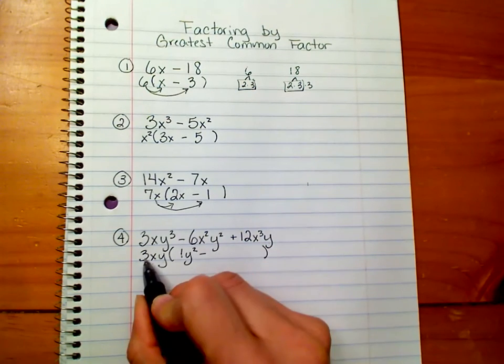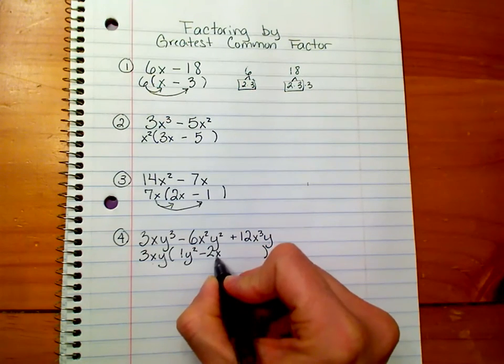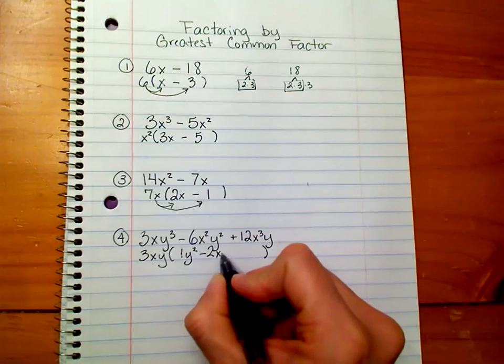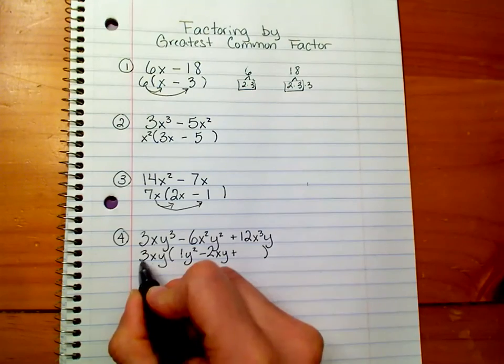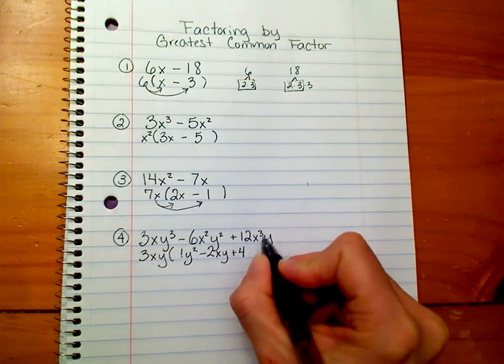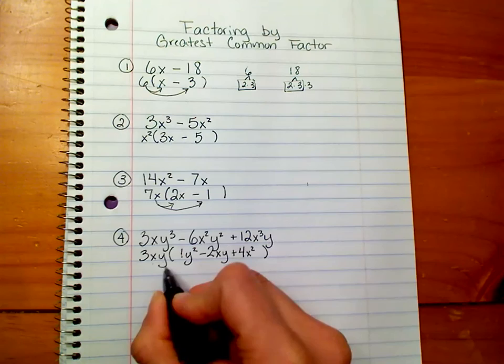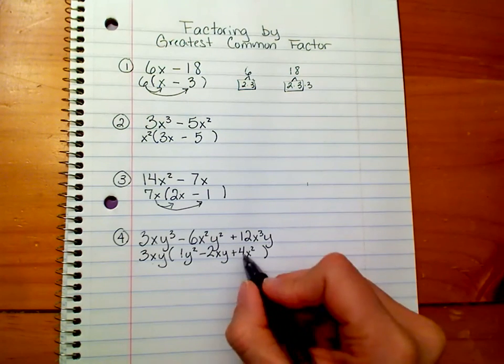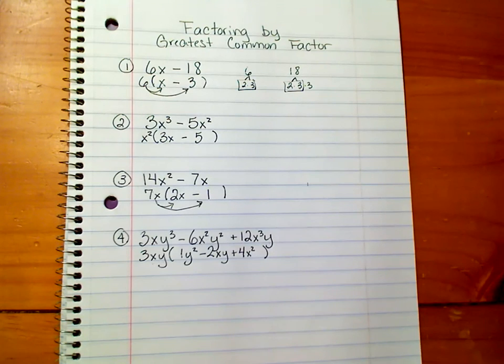Minus 6 divided by 3 is 2, x squared divided by x is x, y squared divided by y is y. 12 divided by 3 is 4, x cubed divided by x is x squared, and y divided by y is 1, so I don't need it there since I already have the 4. And those are some examples of factoring by grouping. I mean, by greatest common factor. Sorry about that.